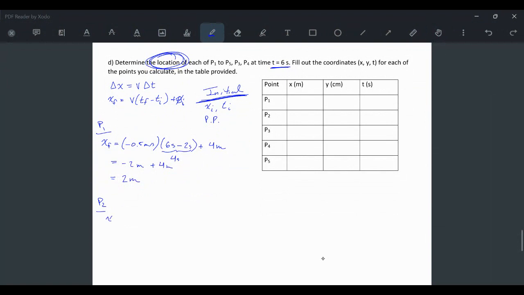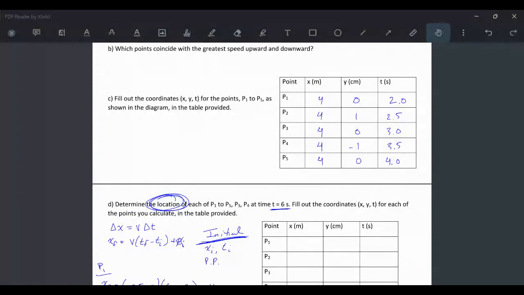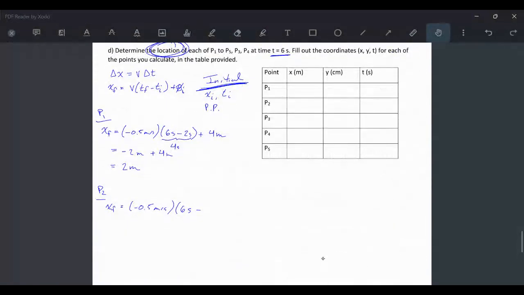And we just repeat. So this time we're calculating with 0.2. We want to know what it's doing at 6 seconds. TI from our first table is going to be 2.5.